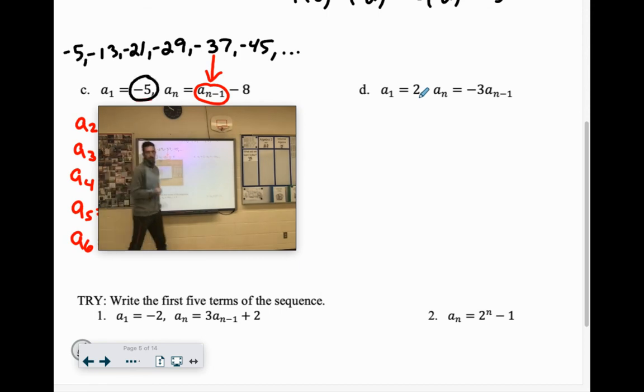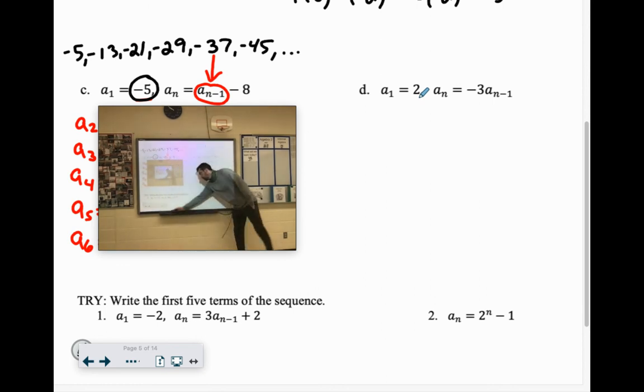Hey, thanks for the free answer math textbook. You're welcome.